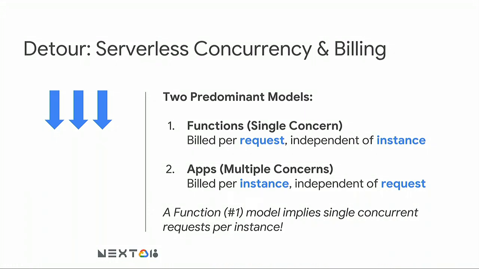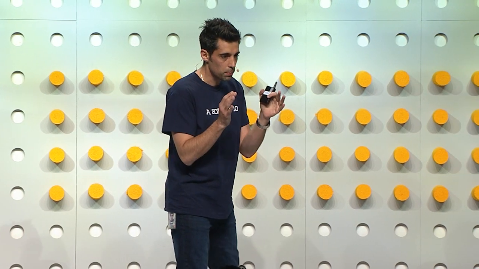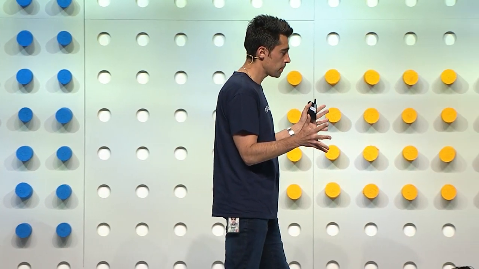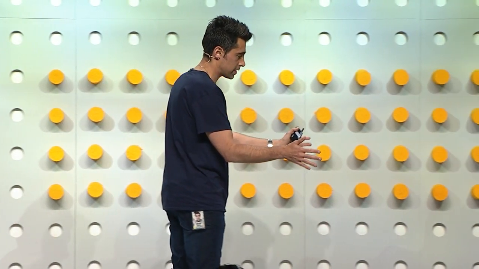Concurrency and billing. Products like Cloud Functions. One of the advantages of this is you're not paying when you're not using it. And even more fine-grained than that, you're only paying while your code is executing. Let's say I have a function and I've said, I would like 512 megabytes of RAM, please. And my function executes for 10 seconds.